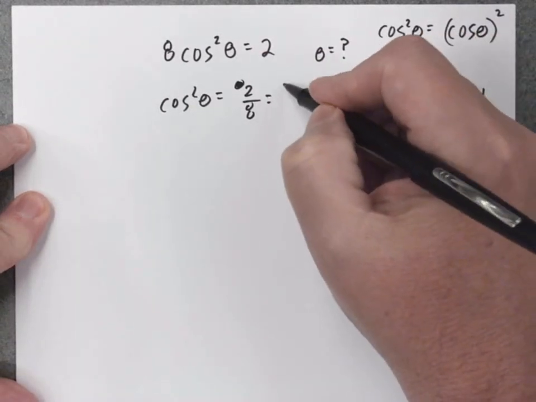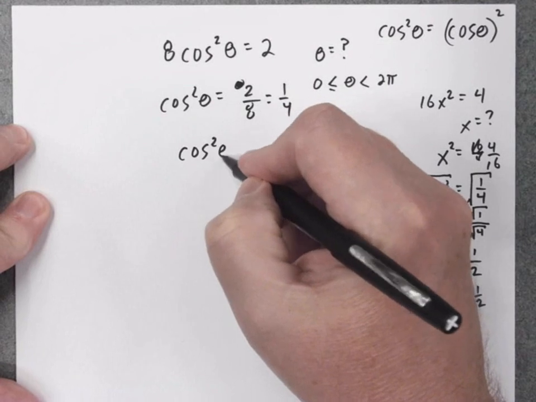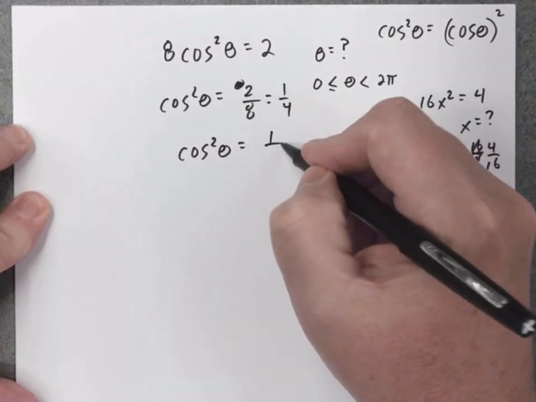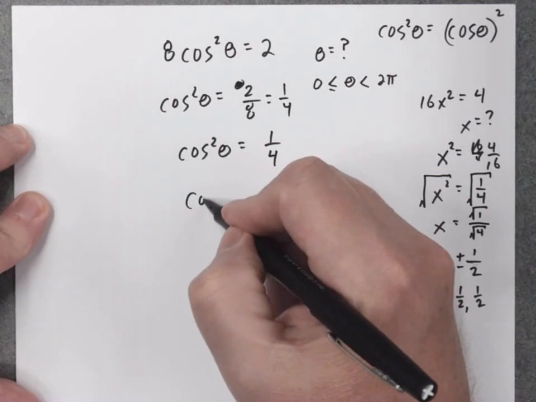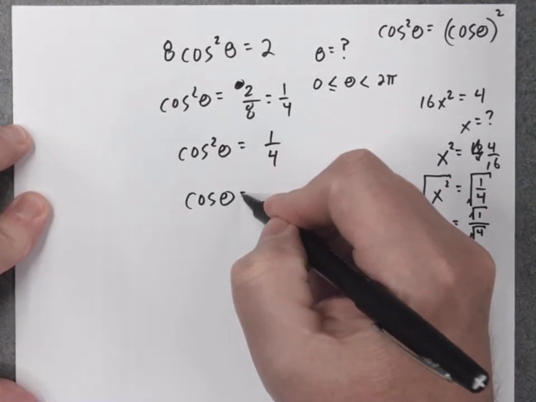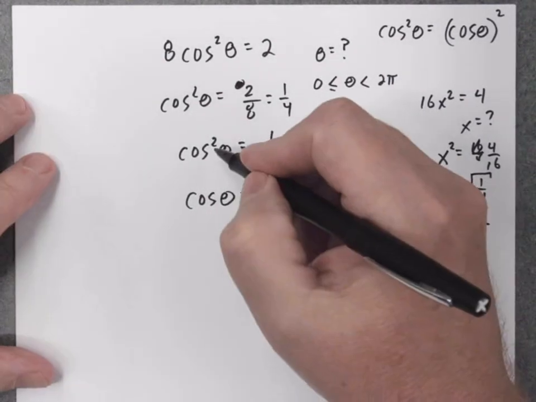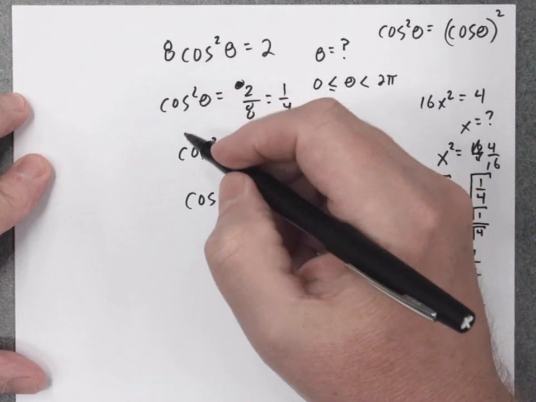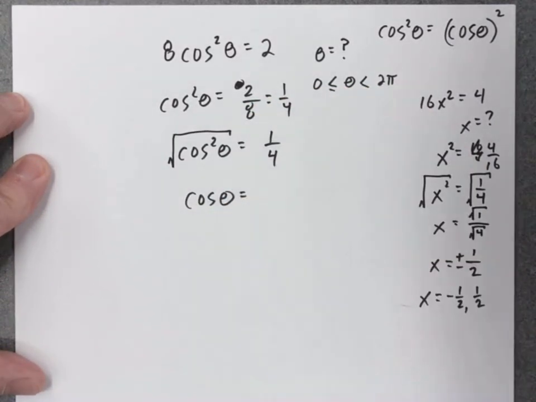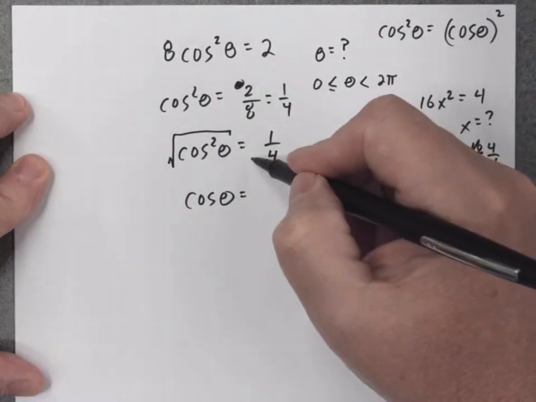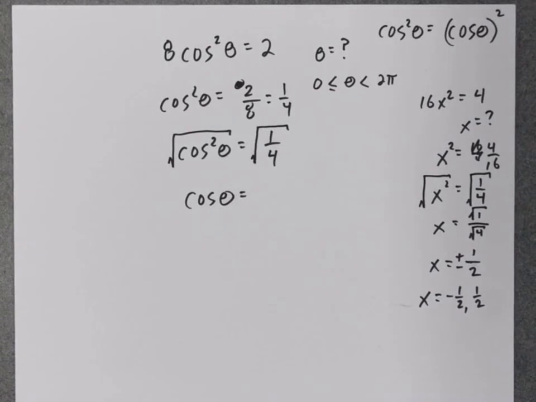Of course, this reduces to 1/4. So just like over here, my goal is to have cosine of theta equal something. Well, if it's cosine squared of theta, how do you get rid of something that's squared? You take the square root. Of course, you have to take the square root of both sides.